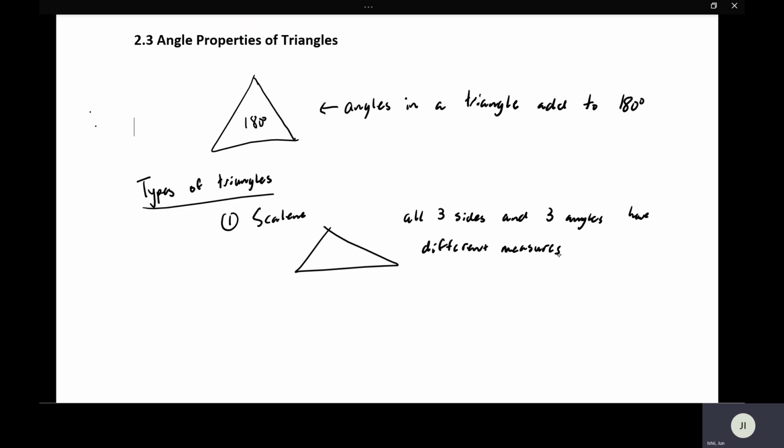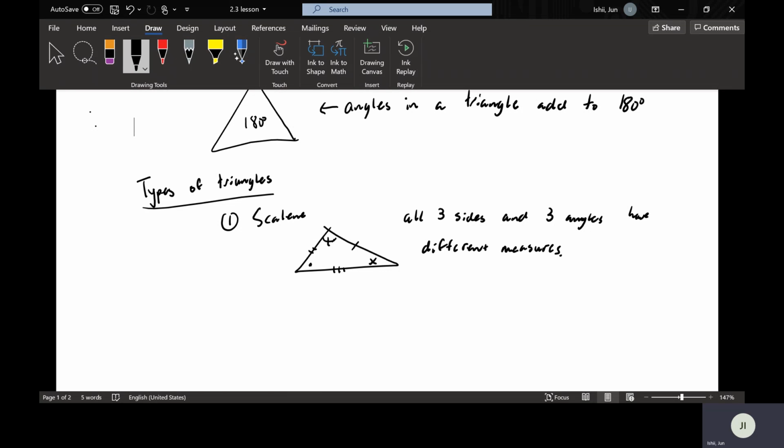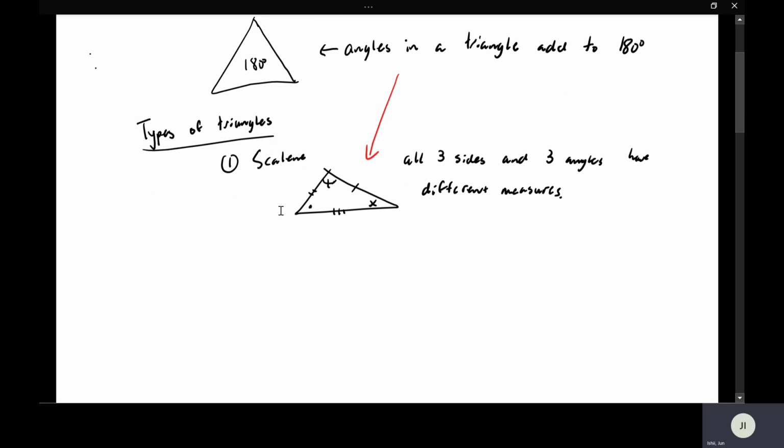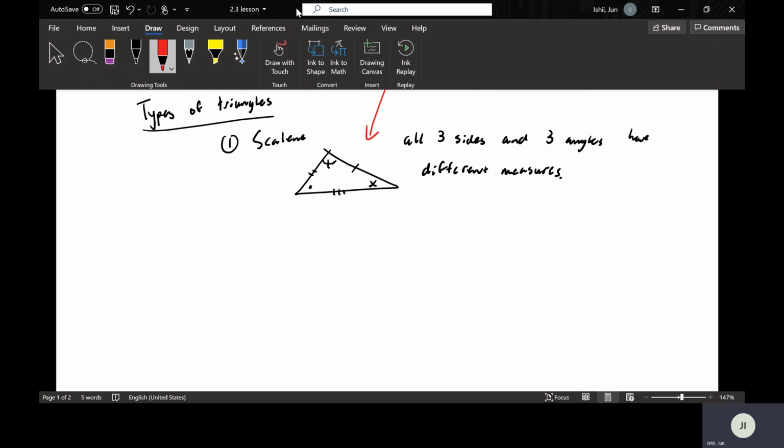The only property that you can apply to a scalene triangle, so let's go like that, and that, and that. And just to indicate they're different lengths, we'll put different slashes there. So the only property that you can actually apply here is that they add to 180. So for all triangles, angles in a triangle add to 180, and for the scalene triangle, that's the only property you can actually apply.